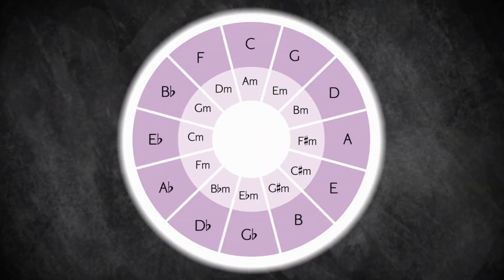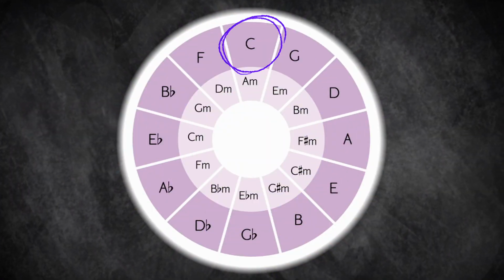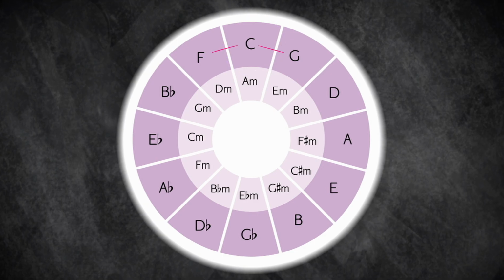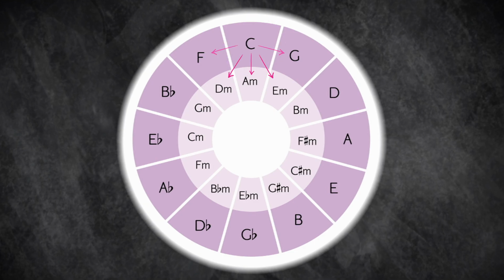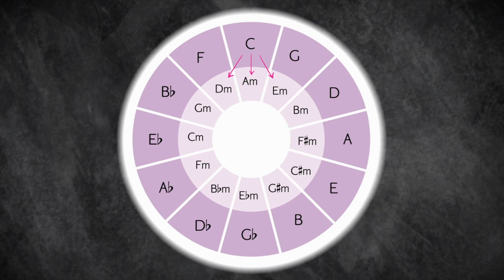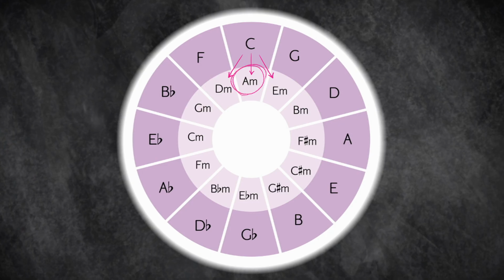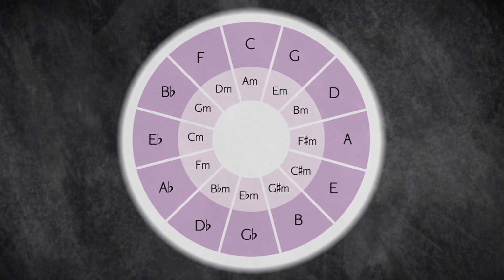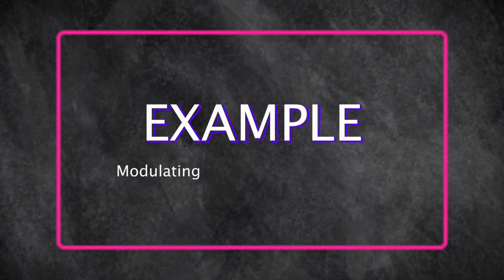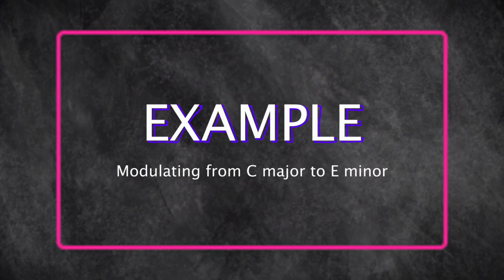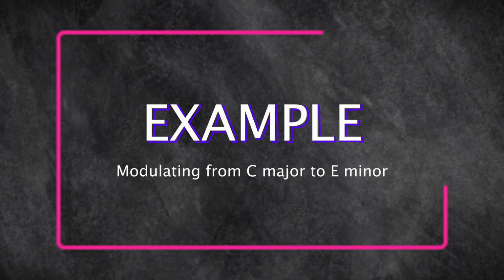So thinking back to our circle of fifths, we're in C major. Out of the 5 closely related keys that are in a minor key, I could either go to D minor, to A minor, or to E minor. So for this next example, I'm going to demonstrate modulating from C major to E minor.